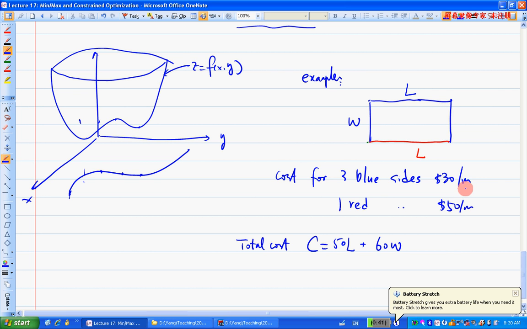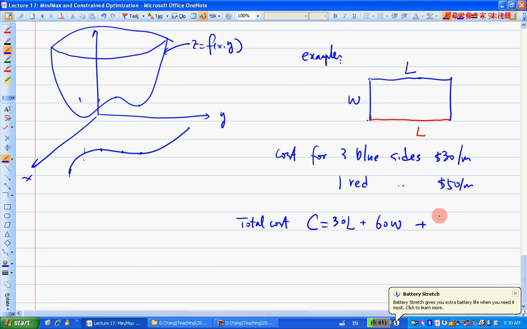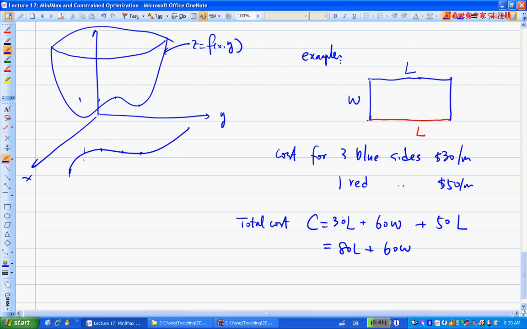Yeah, so total length shouldn't be 2W plus L? Yeah, 2W plus L. Sorry, yes. What I'm looking at, so yes, sorry about that. Yeah, $30 by L plus 60W here, right? Plus 50. Oh yeah, we haven't finished yet, right? Yeah, plus 50L. So overall, it's 80L plus 60W.